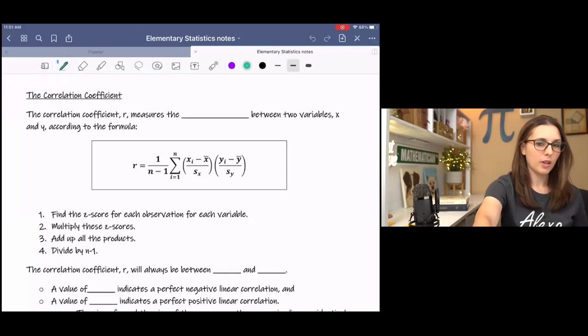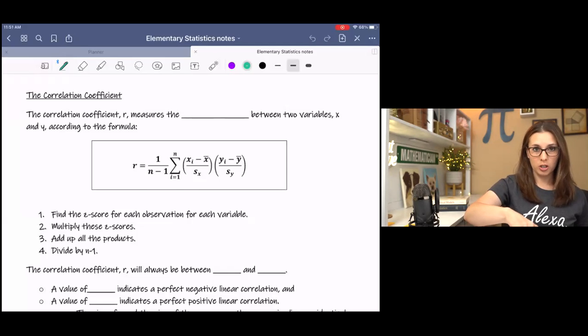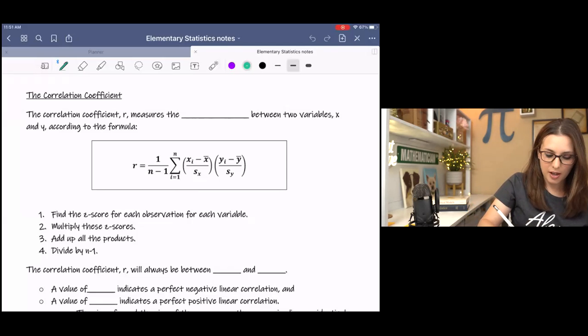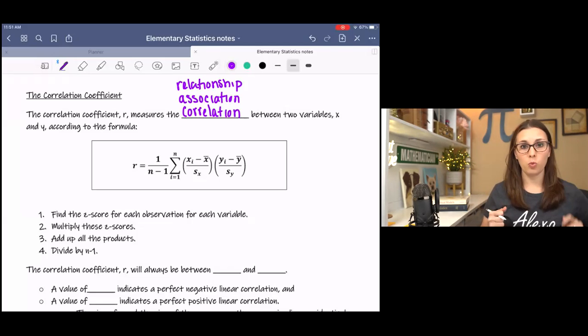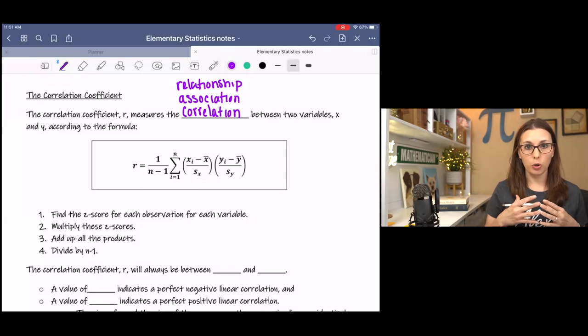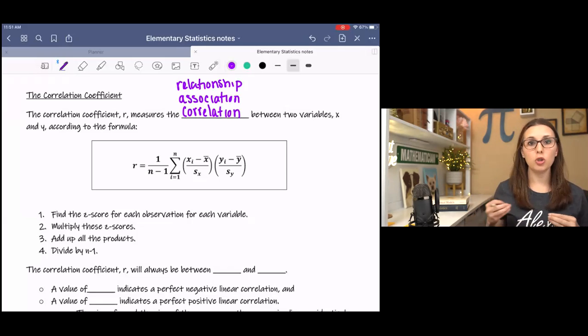In this lesson, you'll be learning how to find the correlation coefficient, which is r, for linear regression in statistics. The correlation coefficient, lowercase r, measures the correlation. You could say correlation, or association, or relationship between two variables, usually x and y. If you just think about the word correlation, you're basically figuring out how closely related two variables are.